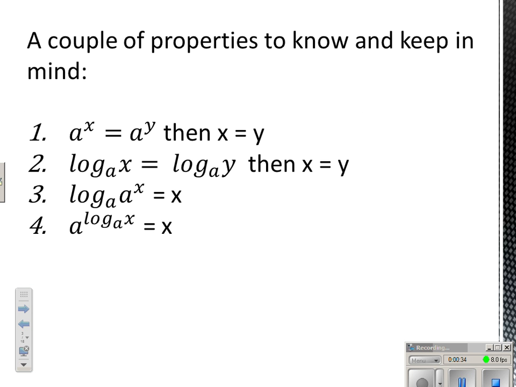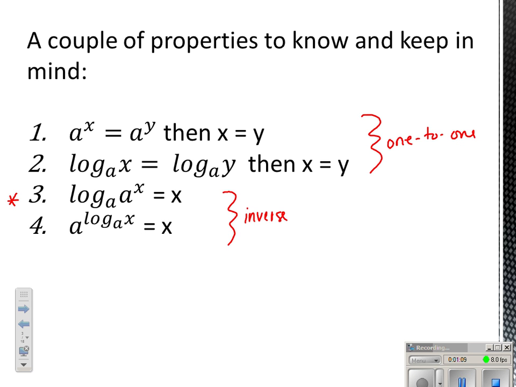Here are the properties that you're going to be using to help you with that. These two are our one-to-one ones, and you'll recognize them from the earlier parts of this chapter. The second two are our inverse properties, and I want you to take a look at them real quick. We've been working with this one already. If the base of the log and the base of the exponent match, then the value of that function is going to be whatever the exponent was.